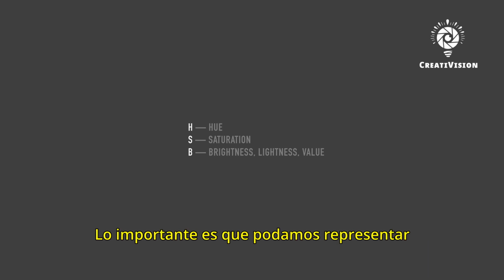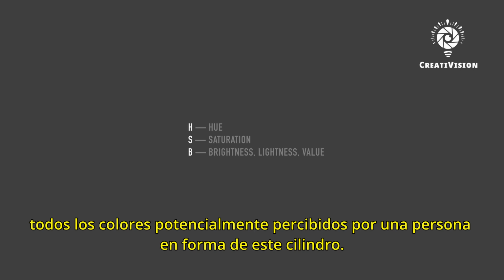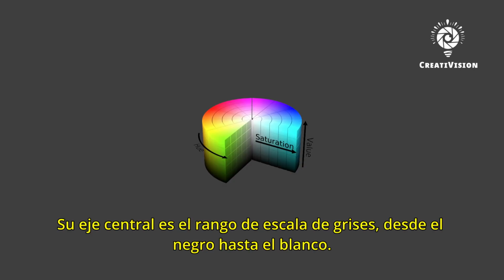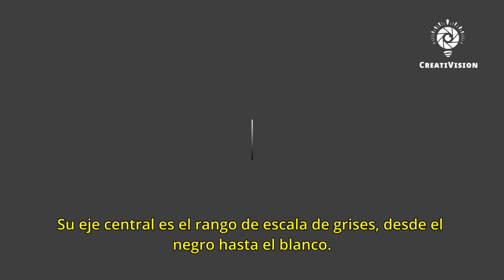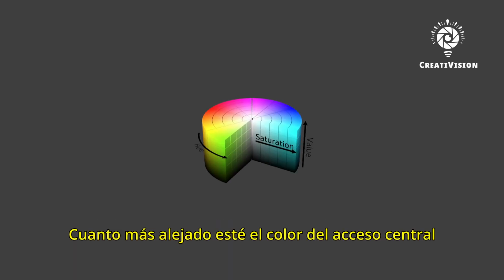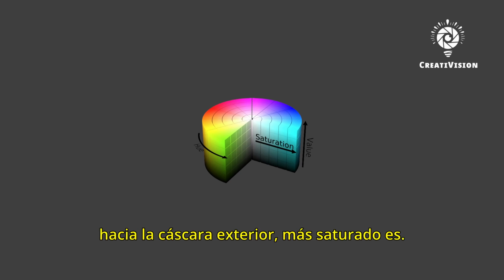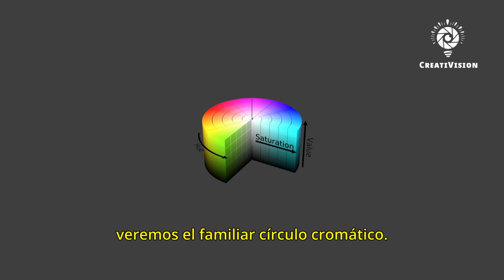It is important that we can represent all colours potentially perceived by a person in the form of this cylinder. Its central axis is the grayscale range from black to white points. The further the colour is from the central axis to the outer shell, the more saturated it is. And if you look at the cylinder from above, then we will see the familiar colour wheel.